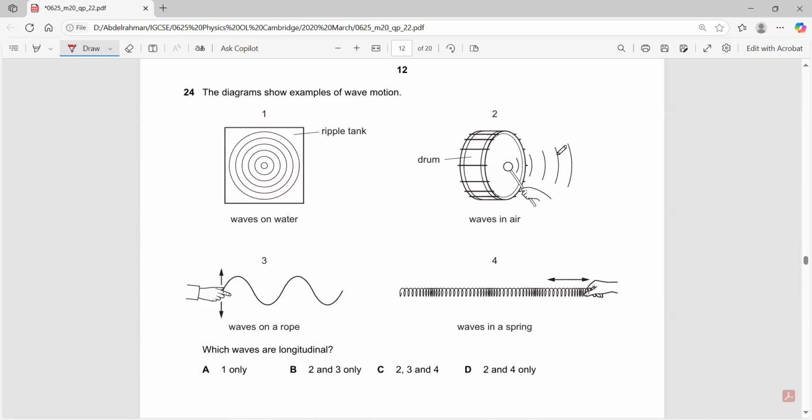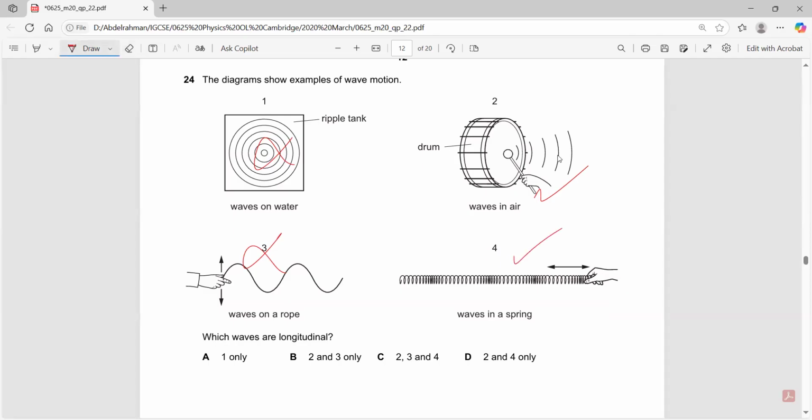You have some diagrams, some waves being produced, which are longitudinal waves. Sound waves, aren't they longitudinal? Yes, they are. These are transverse, and these are longitudinal waves, because they move to the left and to the right. So only 2 and 4.